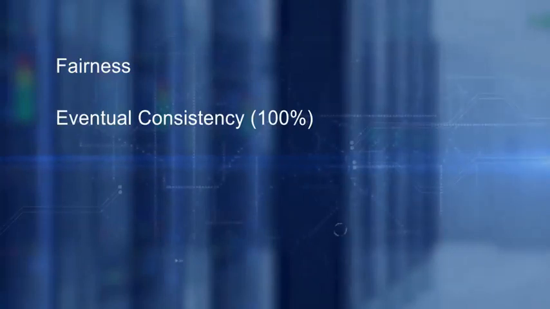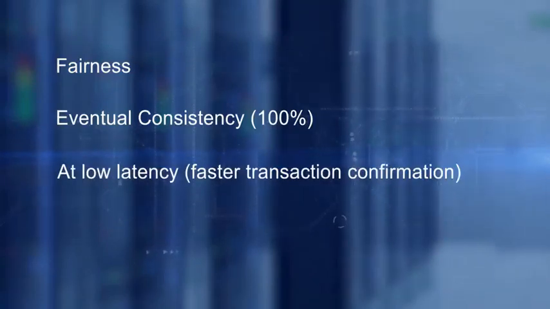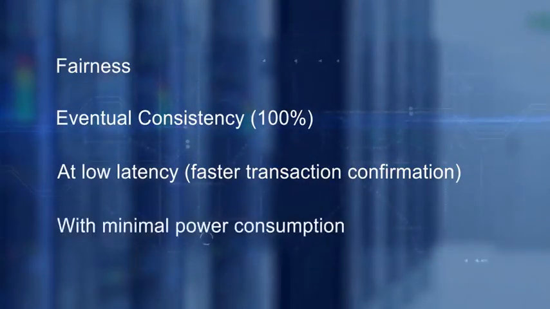Can we do this ordering of transactions better in terms of fairness, eventual consistency 100%, at low latency, faster transaction confirmation, with minimal power consumption? Yes, that's what Hashgraph aims to do. The goal of Hashgraph is to order the transactions in a decentralized network addressing fairness, security, latency, and energy consideration, and also Byzantine fault. Let's explore it.